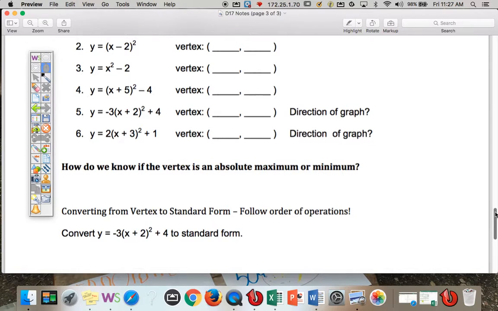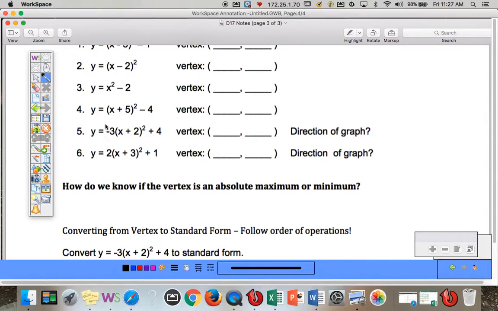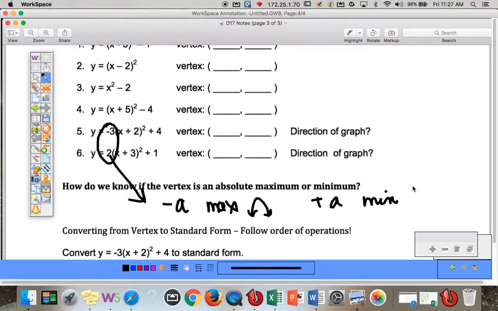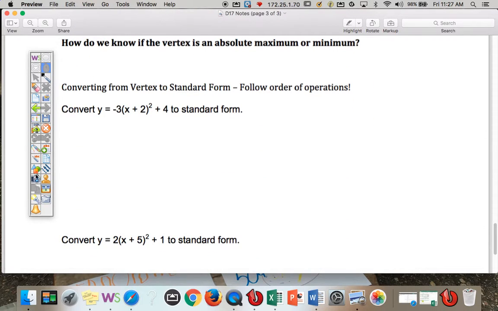So how do you know if a vertex is an absolute max or min? It depends on that a value, this number in front. Negative a will be a max, because it looks like this. A positive a will be a min, because your graph will look like this. Okay, last thing for today, can you multiply this out? Change to standard form.